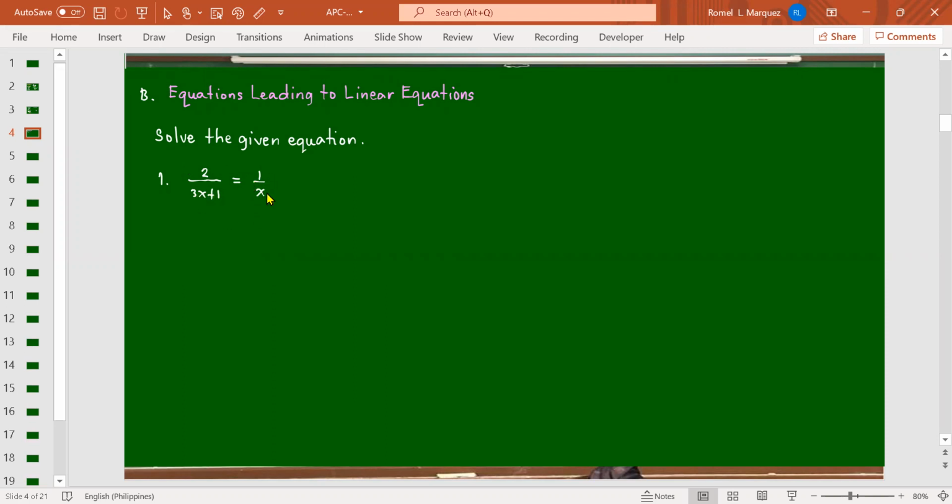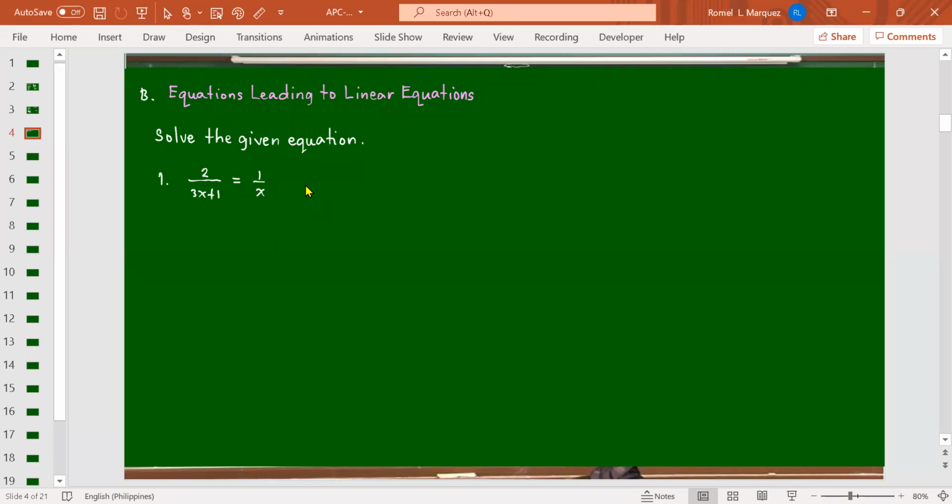So the domain of this equation is any real number except x equals 0 and negative 1/3, no? So we do not want x equals 0, x equals negative 1/3. So that is what we're trying to avoid. So if we are able to get such a number, either x equals 0 or x equals negative 1/3, we're going to reject that value. So let's see if this equation has a solution.